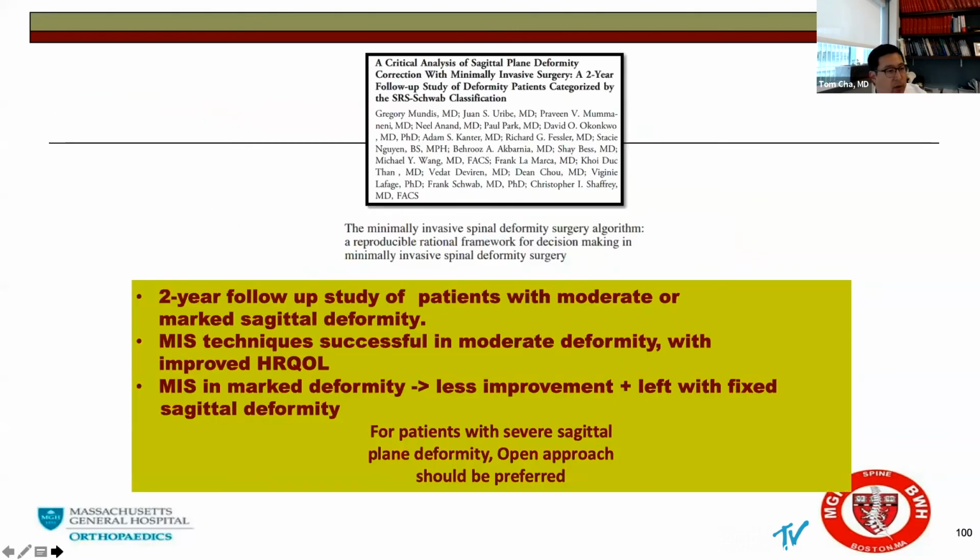And this framework has been looked at clinically. Here's a 2-year follow-up study using this framework with a similar result. The MIS techniques were successful in moderate deformity, improving quality of life measures, whereas in marked deformity there was less improvement and a higher possibility of leaving with a fixed sagittal deformity. And really, the conclusion is that in people with severe sagittal plane deformity, an open approach is likely more preferred.